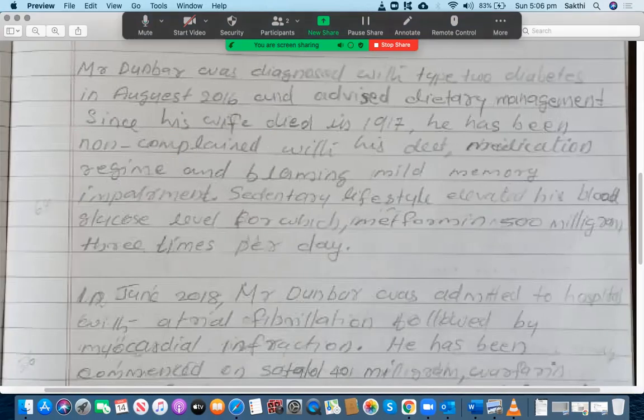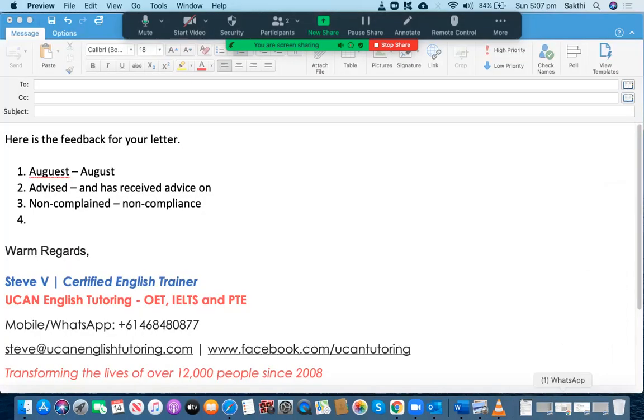Okay. So non-compliance with his diet, medication regime, and blaming mild memory impairment. Has been non-compliant with and blaming memory impairment. So he has blamed his memory impairment. Is that what you're saying? And blame. Okay. So he said he was not able to follow the medication regime and diet because he doesn't have good memory power. He can't remember whether he needs to follow all this diet or not, right? Is that what you're saying? So you can blame memory, that they mentioned, sir. Blamed memory, right? Okay, let me have a look at the case notes.